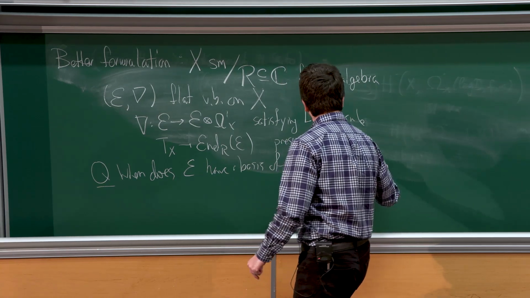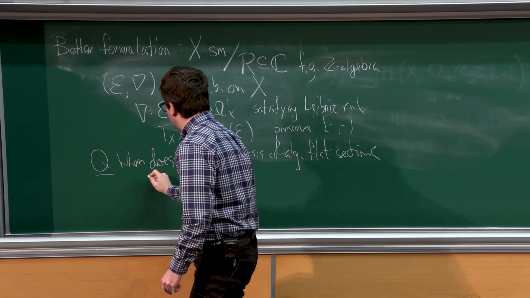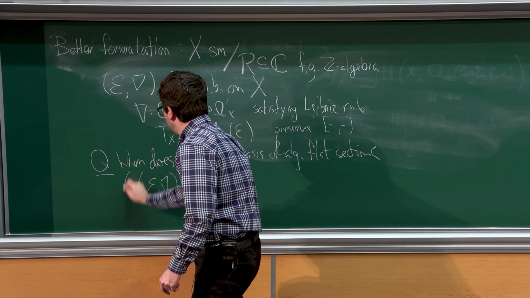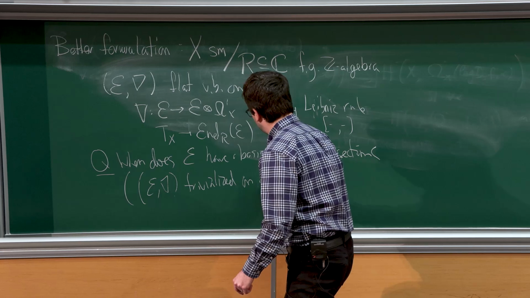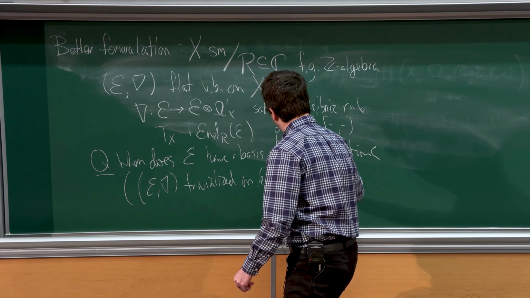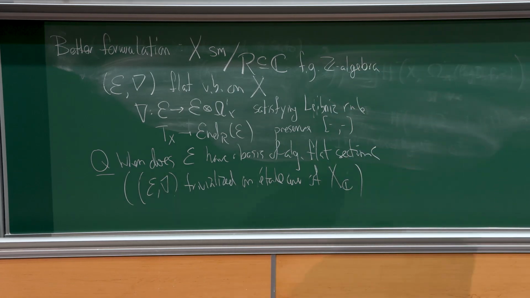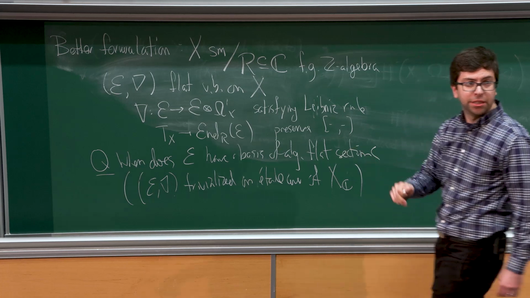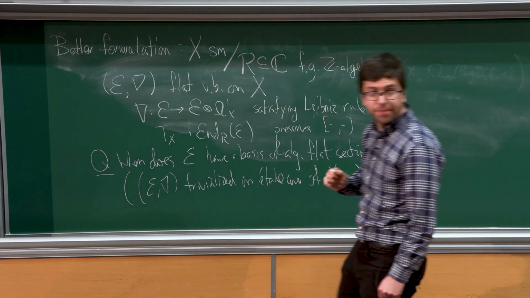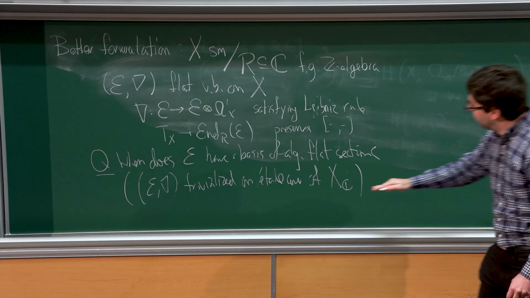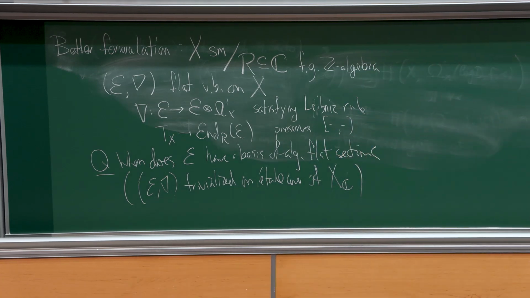So flat just means in the kernel of nabla. And what does this mean? It means that E nabla is trivialized on an étale cover of, let's say, X_C. So on the generic fiber, this can be trivialized by passing to some étale cover of X_C. It becomes isomorphic to a trivial bundle with the trivial connection d. And then the functions on this étale cover are exactly the basis of algebraic flat sections.